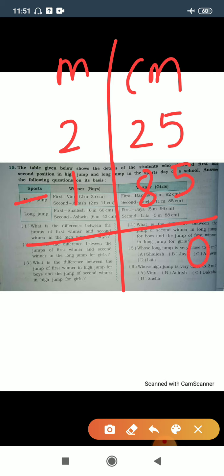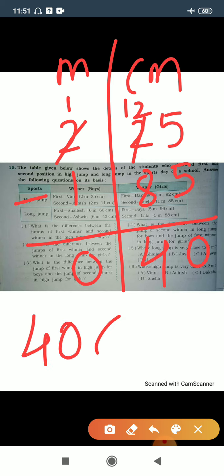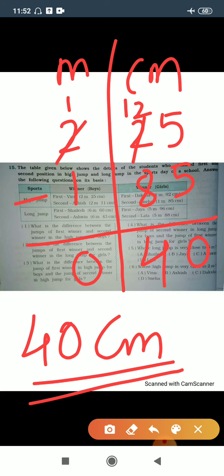2 minus 8, not possible. So we'll cut this 2 and write here 12. Now 12 minus 8, 4. Okay, and again we'll cut this 2 and write here 1. So 1 minus 1, 0. So the difference between Vinu and Sneha is how much? 40 centimeter.